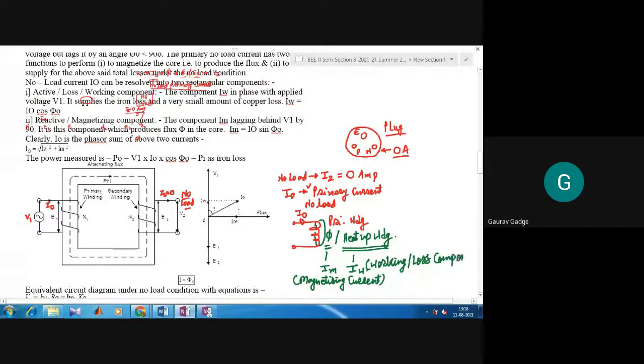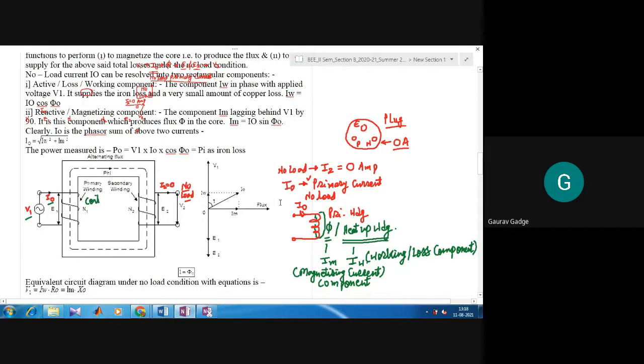So there are two components. One component is called the magnetizing component and the other is called the working component, or loss component. Okay, so what we can write is, see, we have V1, we have I0, and we have a coil. This is the primary winding, which means the coil.